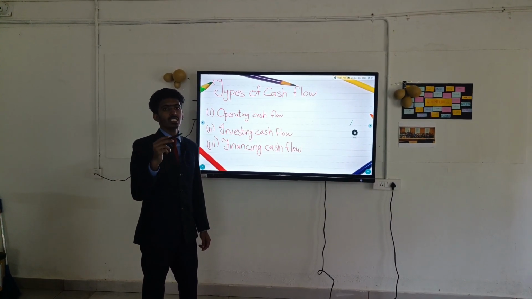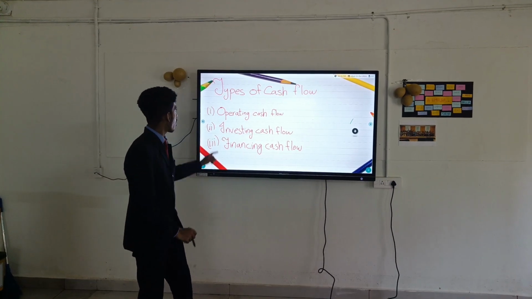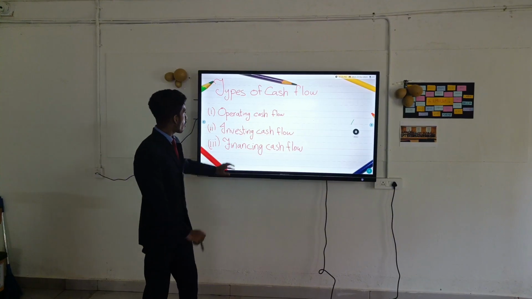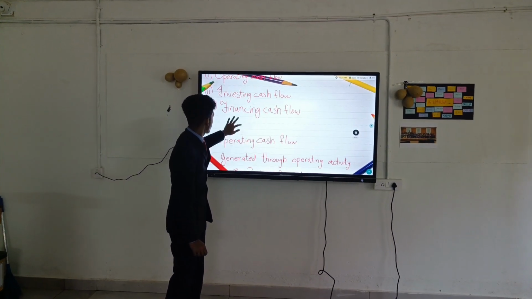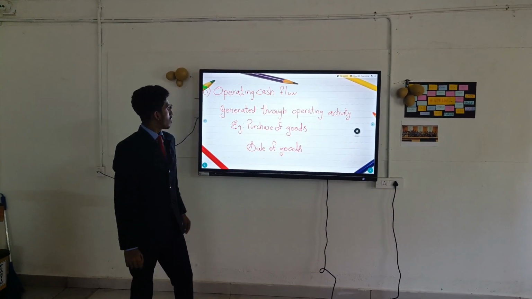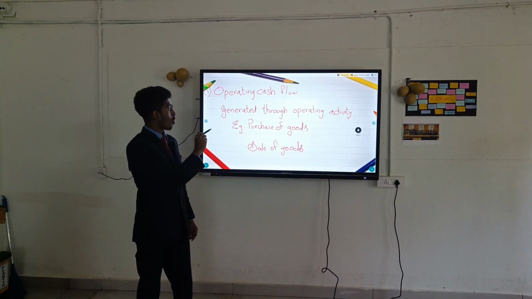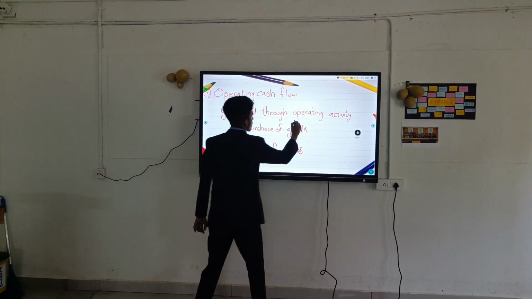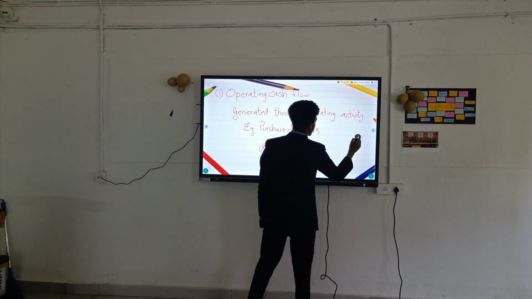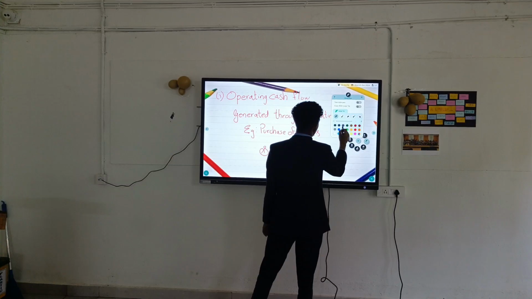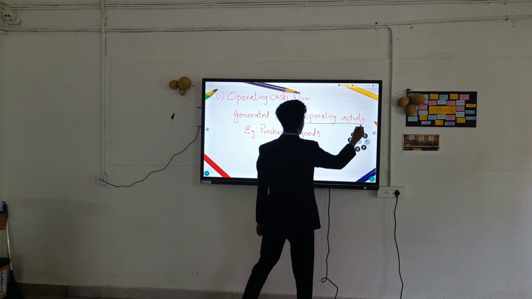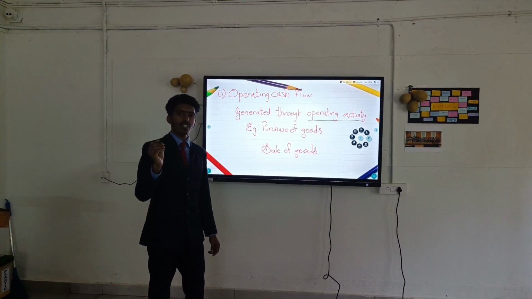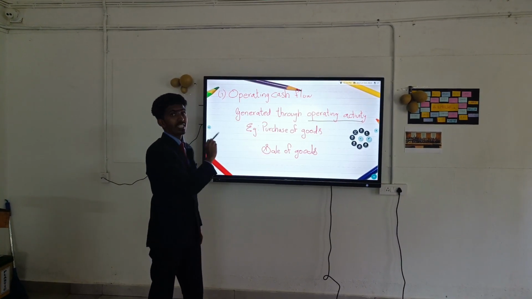Now we discuss the types of cash flows. As per AS3, there are three types of cash flows: operating cash flow, investing cash flow, and financing cash flow. Operating cash flow means cash generated through the operating activities of an enterprise. Operating activities are the revenue-generating activities of a business.